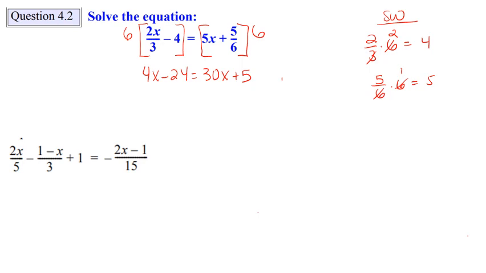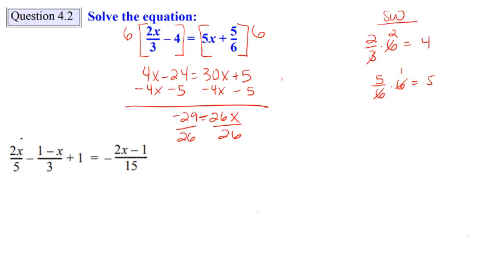So what's awesome about this method is that when you multiply by the LCM, all the fractions disappear, and the equation is much more solvable. So I'm going to subtract 4x, and then subtract 5. Again, negative 29 is equal to 26x. Divide both sides by 26, and I'll get negative 29 over 26 is equal to x.